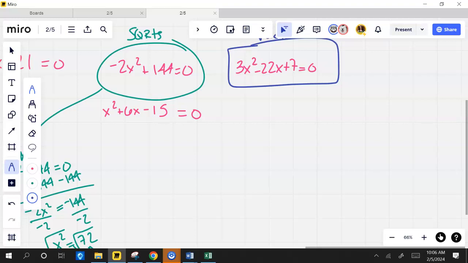And it's not, remember, quadratic formula will always work, but if I could use another method, it'll make my life a little bit easier. All right, so here, I'm going to multiply the first and the last together to get 21x squared. What multiplies to 21x squared but adds to negative 22? That's right, negative 21 and negative 1. So I'm just going to rewrite that equation.